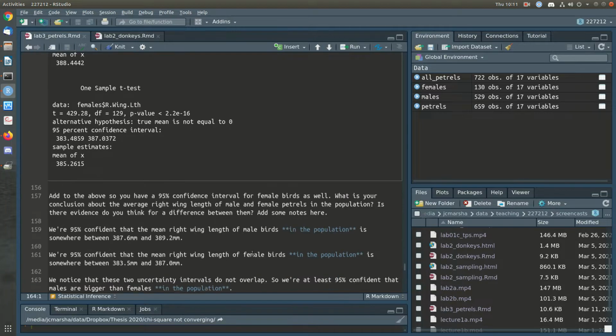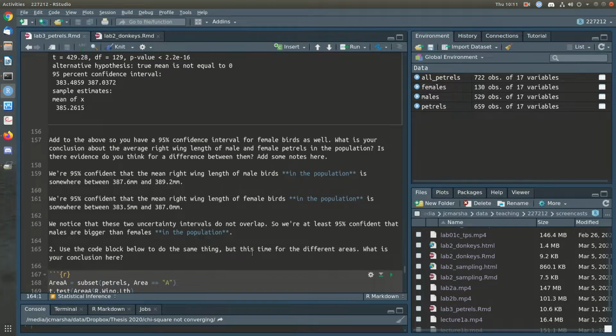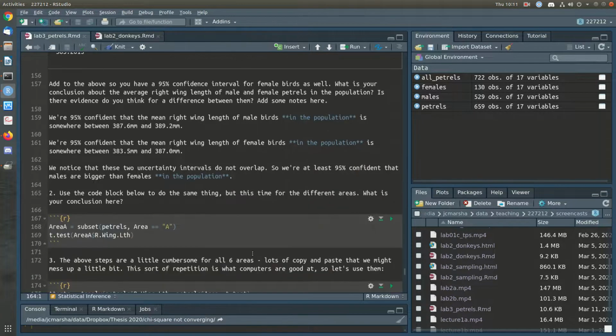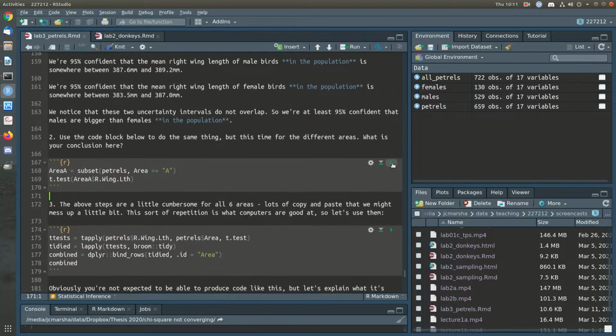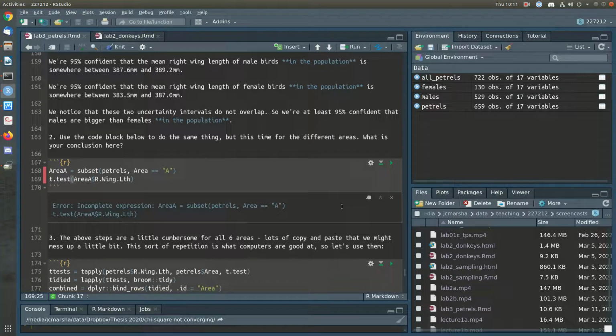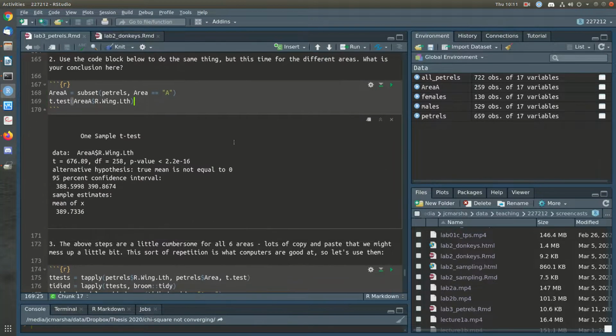Now let's do the same thing for the different areas. So we can run this code block here. So this is exactly the same thing, isn't it? We're just subsetting out area A birds and then doing the confidence interval. Not sure why that didn't run. I think I just selected some of it instead of running the whole lot. Okay, so area A birds, we're 95% confident are between this interval here.